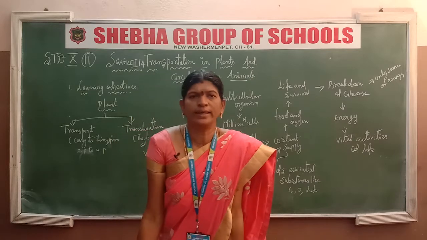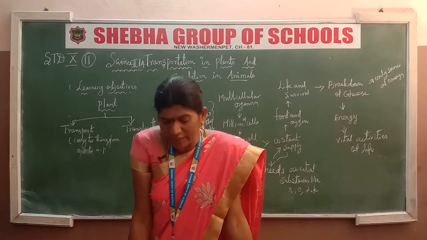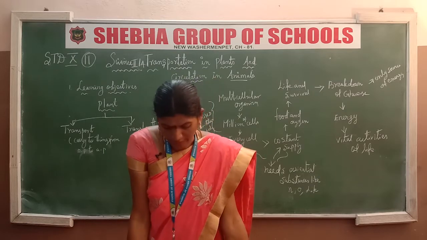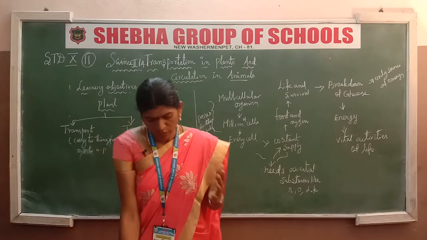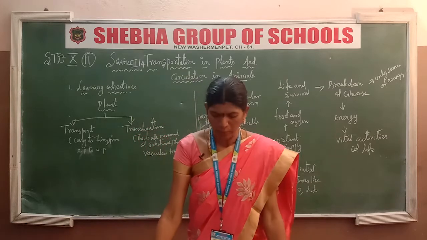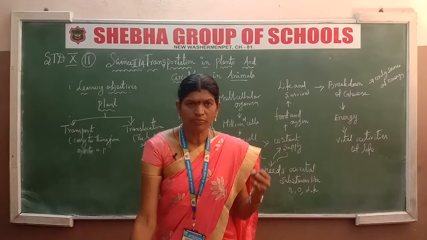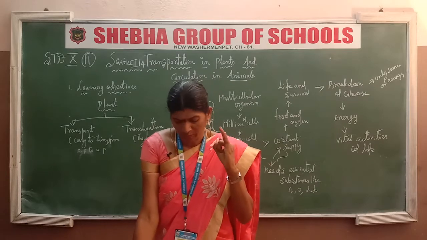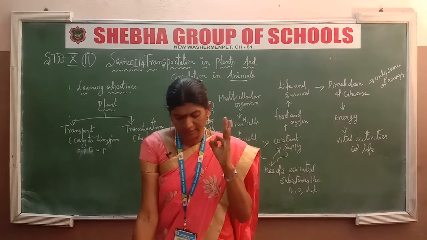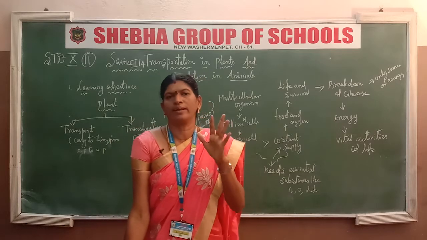First of all, the learning objectives. What are the learning objectives? Learn how water and minerals move in the plant, how the food is prepared in the leaf, and how it is translocated to the various parts of the plant. These are the learning objectives. Then identify the blood groups, understand the role of the lymphatic system, and understand the use of the stethoscope and sphygmomanometer. These are all the learning objectives.